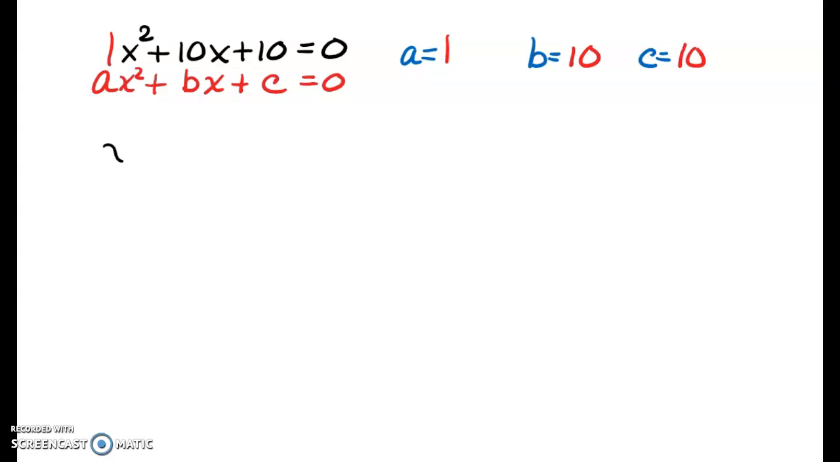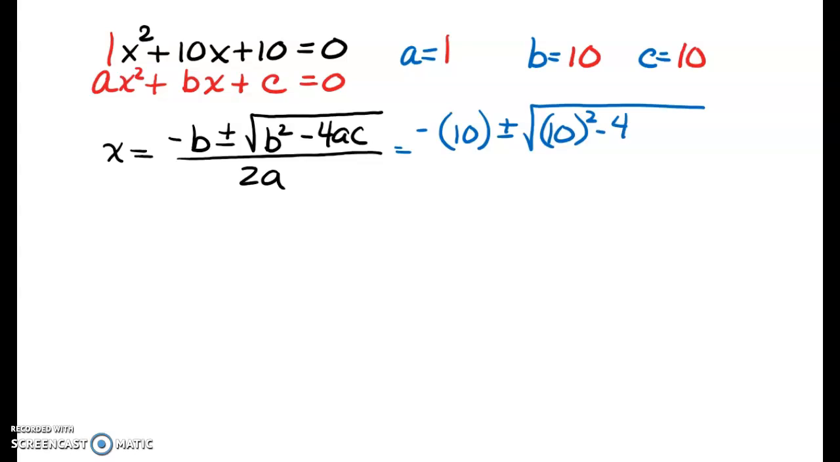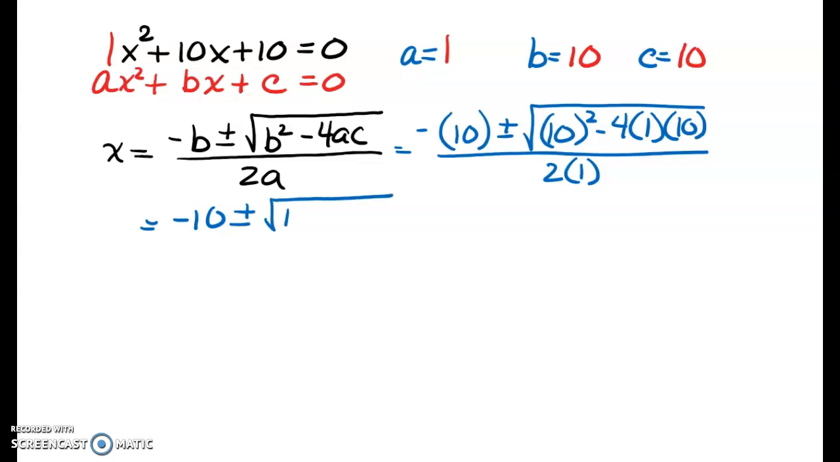So when we use our formula, and you should practice this by writing it with each problem so that it helps you memorize what it is. When we substitute in, we're going to use parentheses, negative 10 plus or minus the square root of 10 squared minus 4 times 1 times 10 all over 2 times 1. And when we evaluate that, we get negative 10 plus or minus, 10 squared is 100, and 4 times 1 times 10 is 40, all over 2 times 1 is 2.